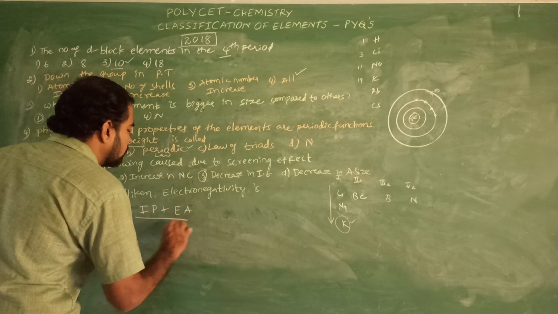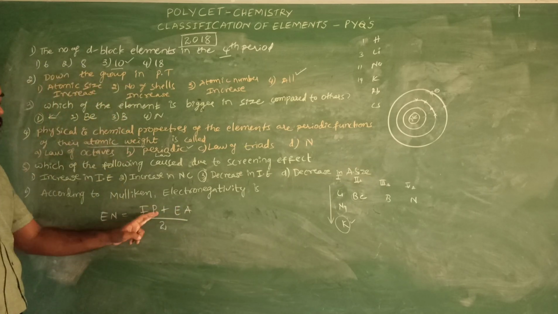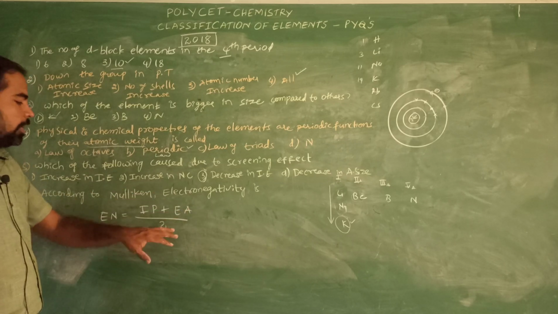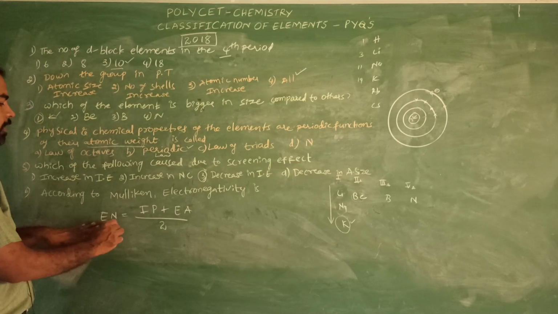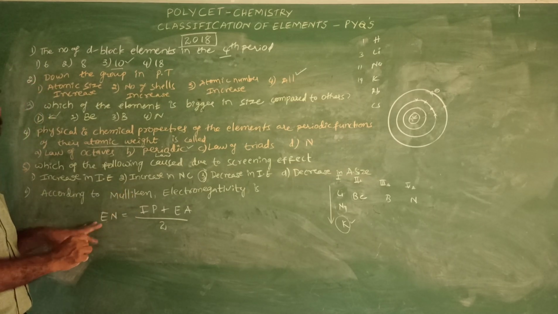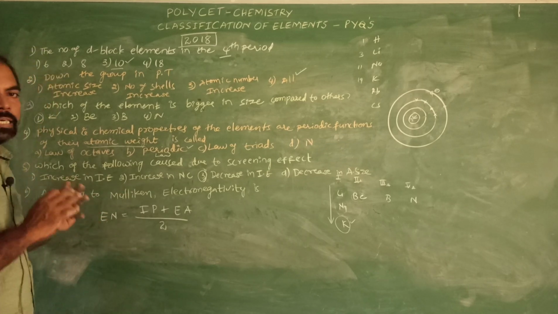Next, according to Mulliken, the electronegativity can be calculated as EN is equal to ionization potential plus electron affinity, and their average. Ionization potential or ionization energy plus electron affinity by 2. By this method, we can calculate the electronegativity by Mulliken scale or Mulliken's method. Okay, students.